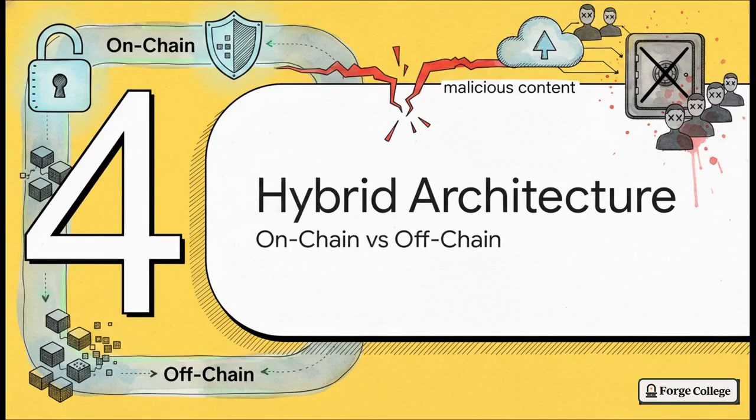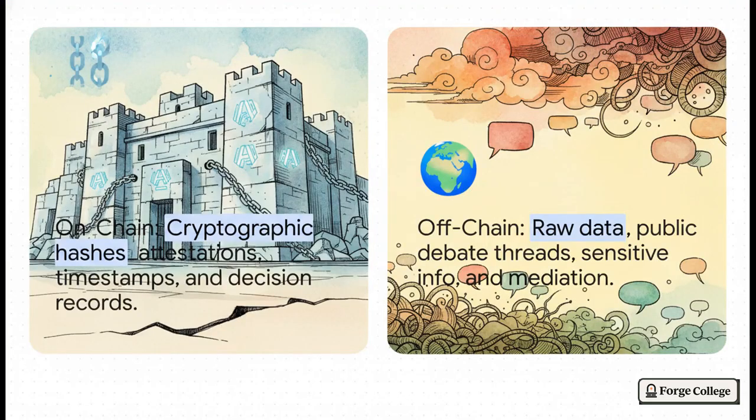Which leads us nicely into section 4, hybrid architecture. Because of those exact trade-offs we just talked about, especially the very real dangers of malicious content or leaking highly sensitive personal data, we literally cannot put everything on the blockchain. It's a massive design flaw to even try. So the solution is dividing the world into 2 distinct parts.